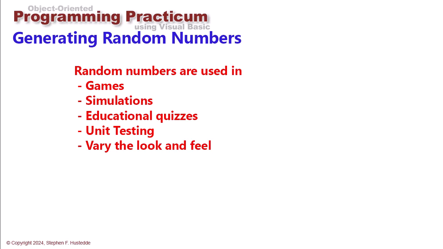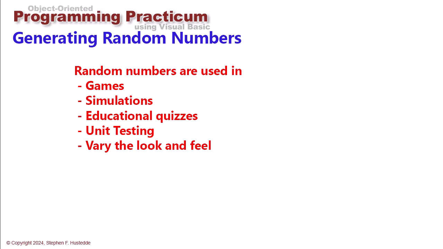With educational quizzes, we might want to randomize the order of the questions, and for a multiple choice question, randomize the order of the presented answers. We can do unit testing, where we have the computer randomize the data that's being used in the test. And of course, we might want to vary the look and feel, where we randomly choose an opening picture or randomly choose the colors of the background. Those are all ways we might use random numbers.